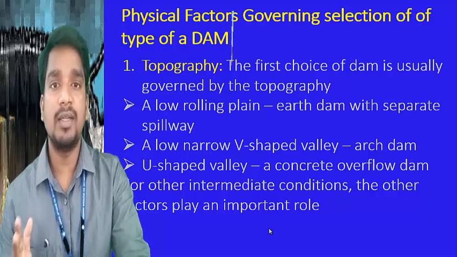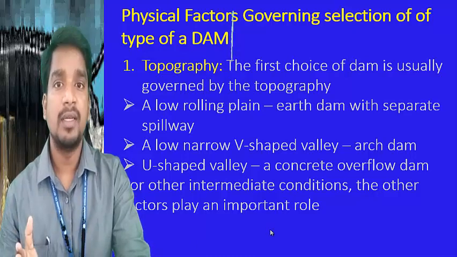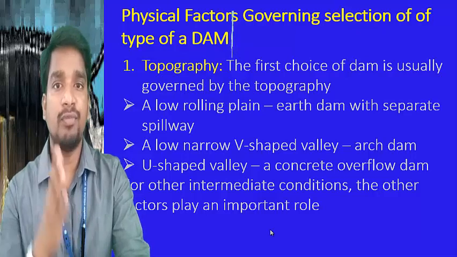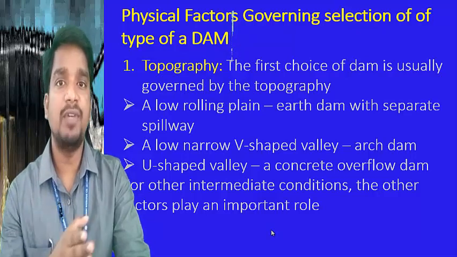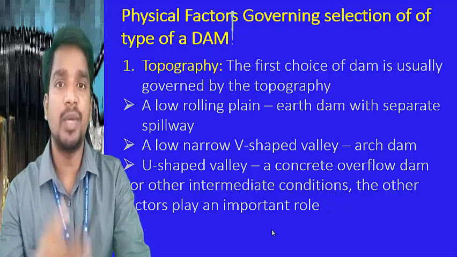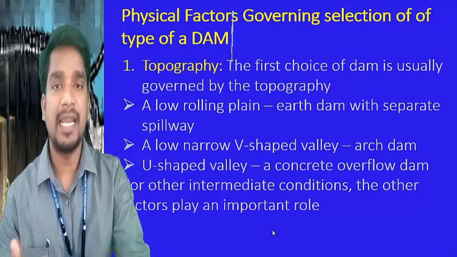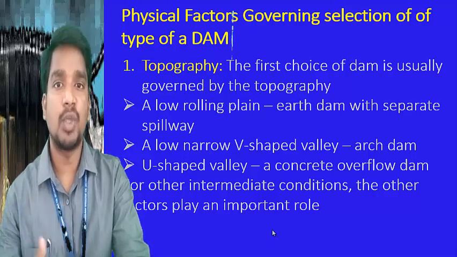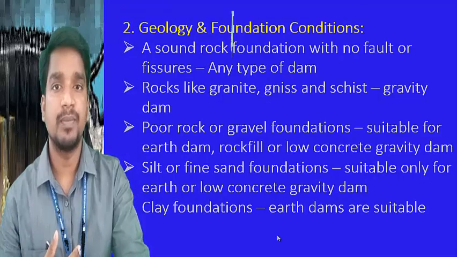And all other types of factors are there, but they are secondary, coming after the topography only. So topography is the first one, then after that you can select. After deciding the type of dam, then you can match with the other different physical factors like length of the dam, height of the dam, and whether a roadway is required or not. So these factors will be coming into the picture.